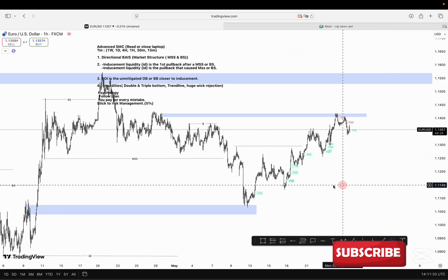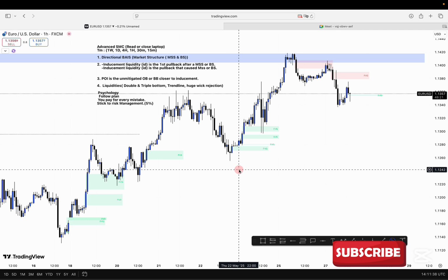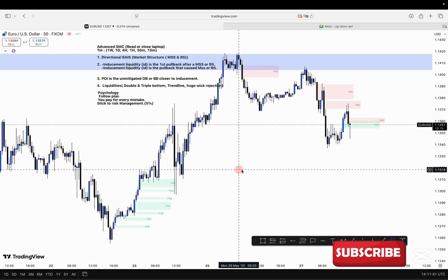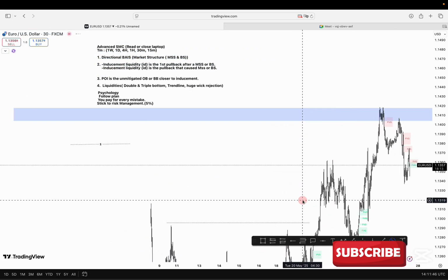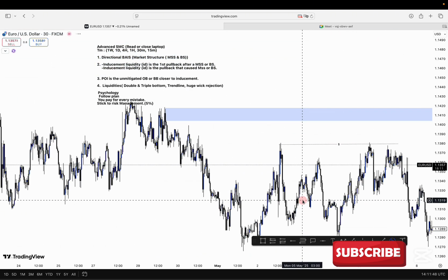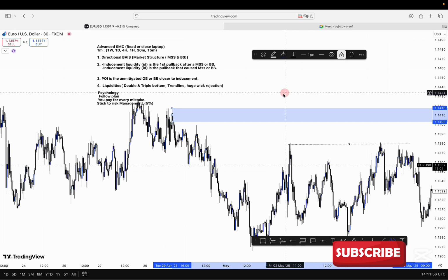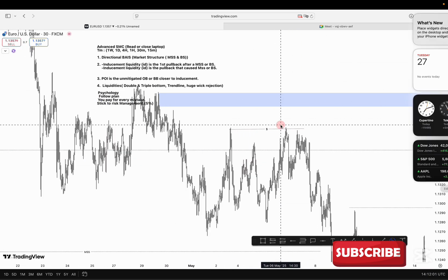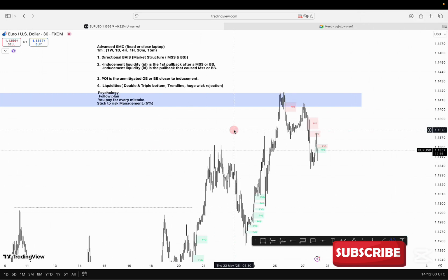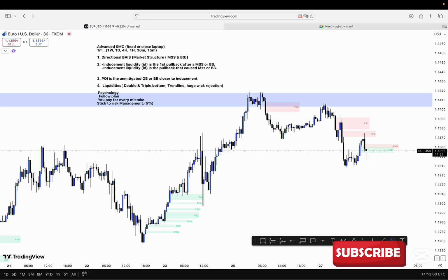So currently, if I want to take a trade, let me go to 30 minutes. At the 30 minute, you see, price has actually respected the 30 minutes order block here, and all these are liquidity. Equal highs here is full of liquidity. So now it has been respected, and we have a market structure shift.